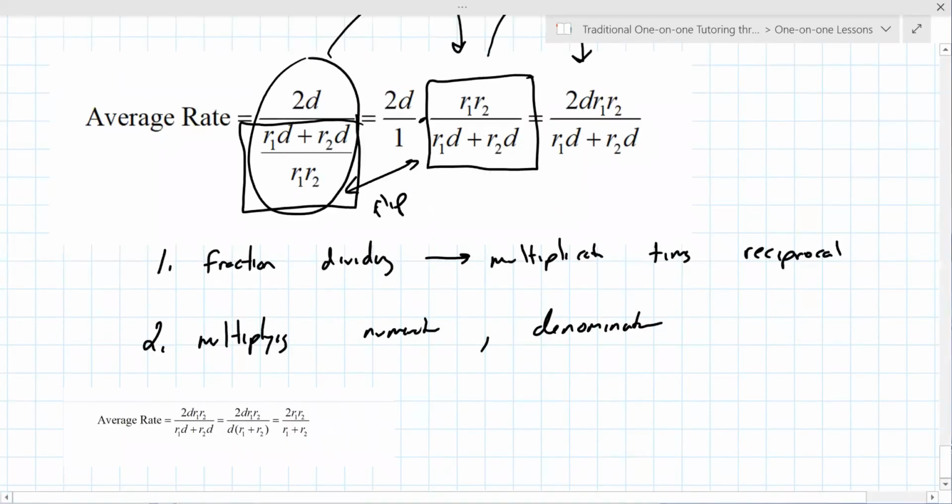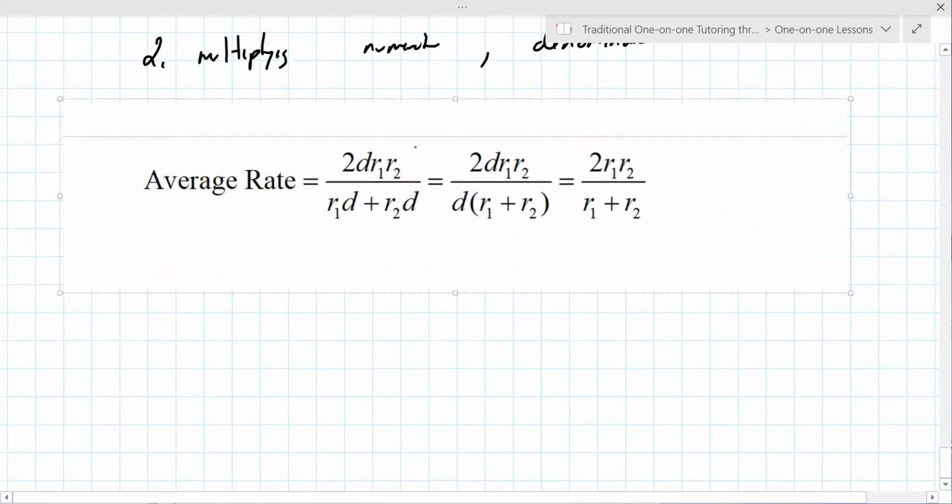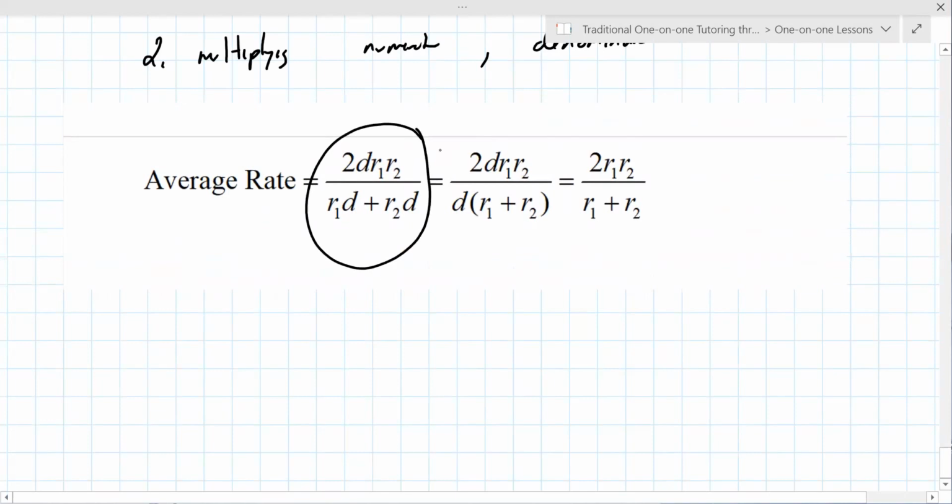So again, the question is, how did you move through these steps here? Notice this is the line from the previous step. To go to here, notice that the top is the same, but in the bottom, there was a D in both terms, and now it's on the outside of the parentheses. You factor out D.